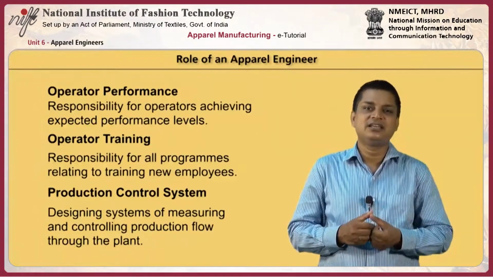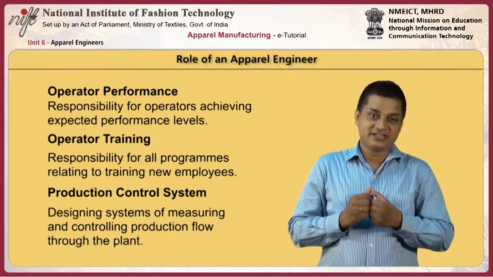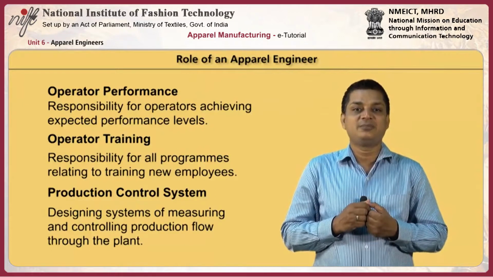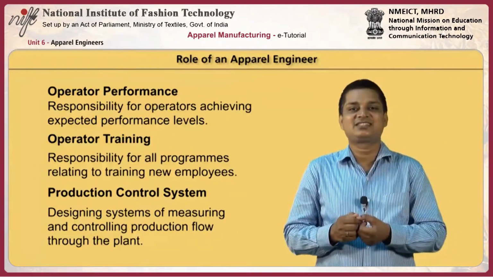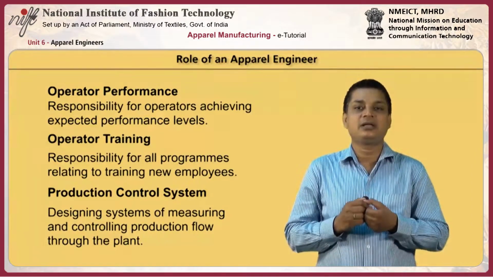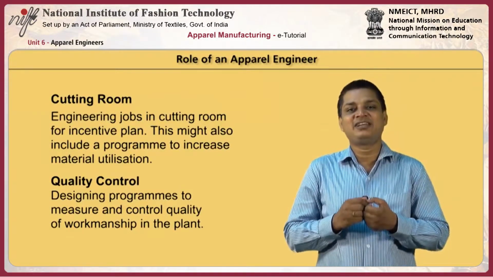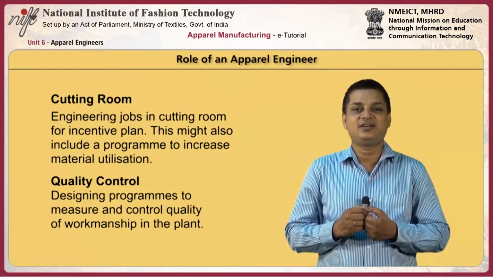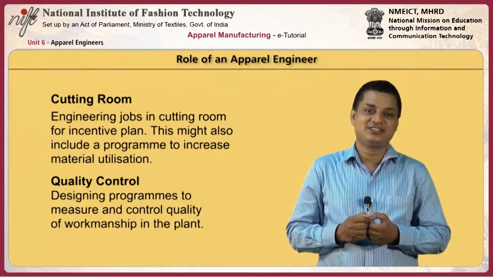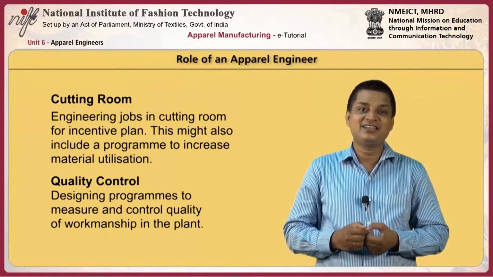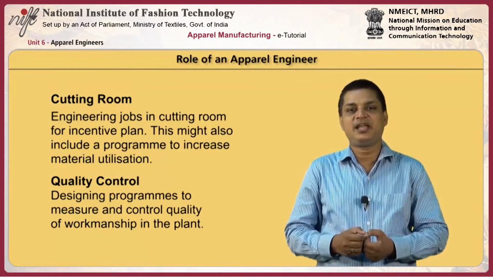Responsibility for operators achieving expected performance level. Operator training. Responsibility for all programs related to training new employees. Production control system. Designing systems for measuring and controlling production flow through the plant. Cutting room. Engineering jobs in the cutting room for incentive plans. This might also include a program to increase material utilization. Quality control. Designing programs to measure and control quality of workmanship in the plant.